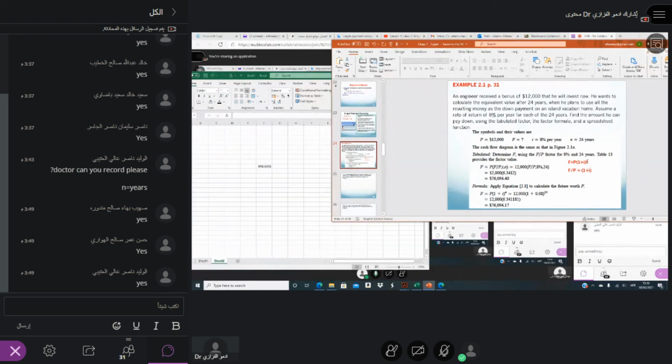So F over P is (1 plus i) raised to the power of N. So i is 8%, raised to the power of N, which is 24 years, you get your F over P, which is a function of 8% and 24. Then you will be able to get this final value and they will correspond. But we'll look at this formula in detail next class.